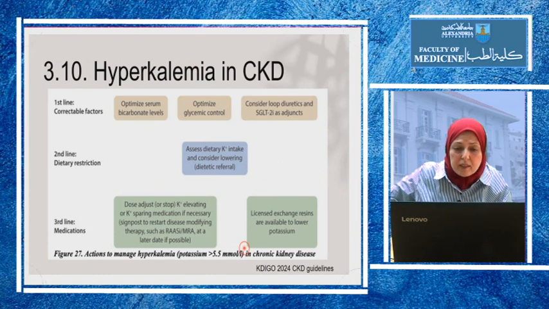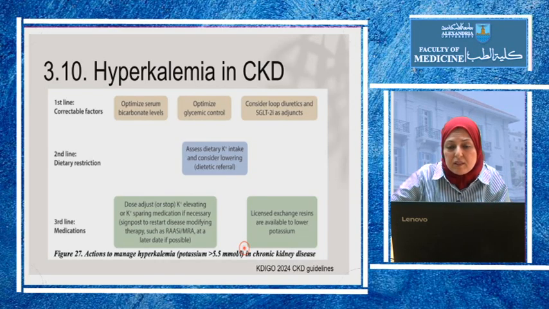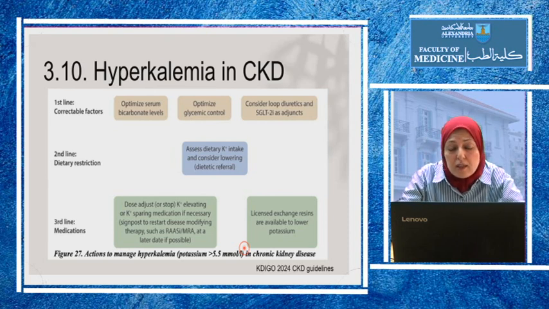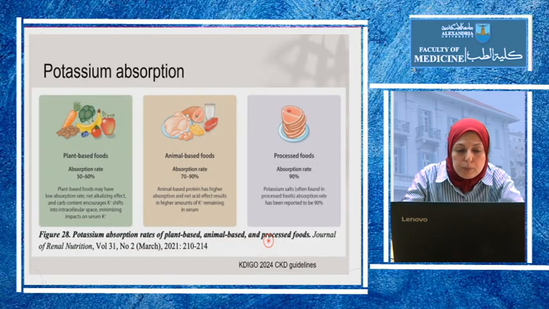If there is hyperkalemia, part of its treatment is optimizing serum bicarbonate, optimizing glycemic control. We can add loop diuretics and SGLT2 inhibitors. They reduce potassium. Second line would be dietary restriction, but actually this needs the patient to be very aware, and is actually better done in combination with a dietitian. A third line is stopping medications that increase potassium, although we know that some of them are beneficial, and to prescribe exchange resins to lower potassium.